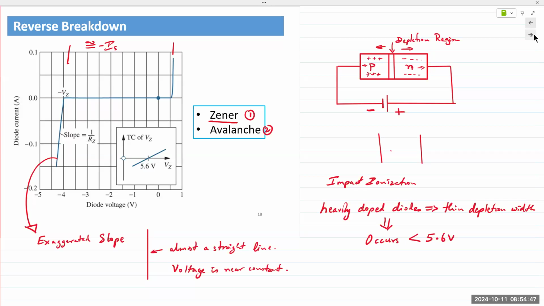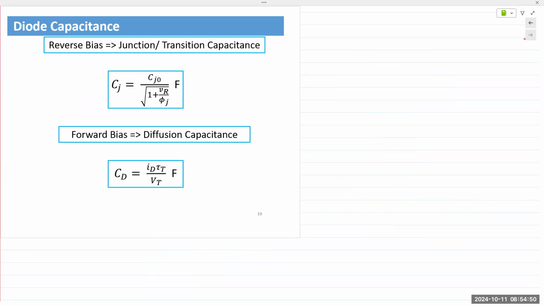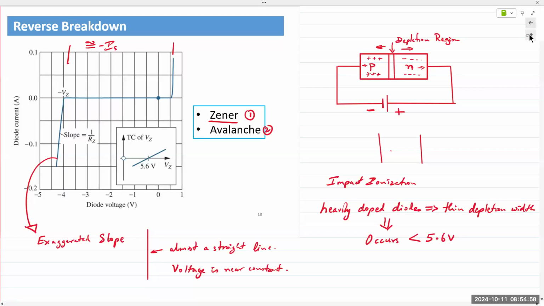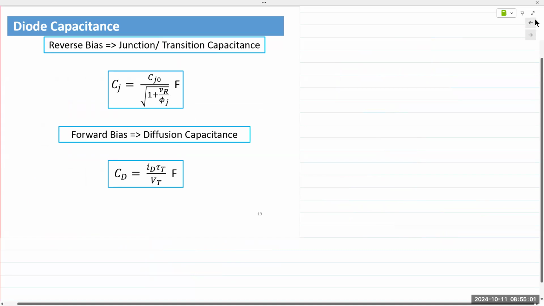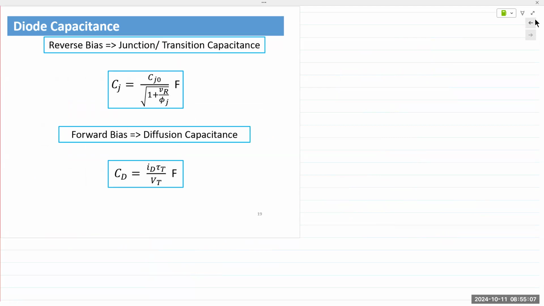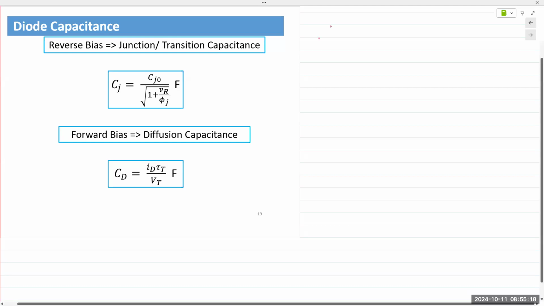Okay. So in the reverse bias, we talked about the breakdown. Now there is a quantity that we look at, which is the diode capacitance. Okay, and this is present in both the forward bias and the reverse bias. But let's take a look at the reverse bias first. So what happens? Let me use an illustration. Typically we create semiconductors like this, right? This is the top view.